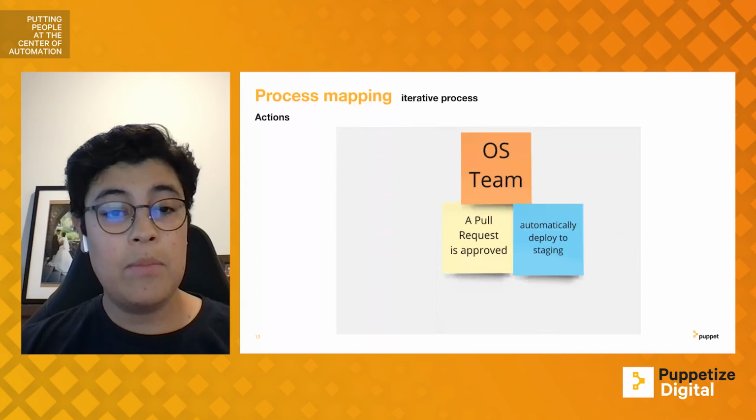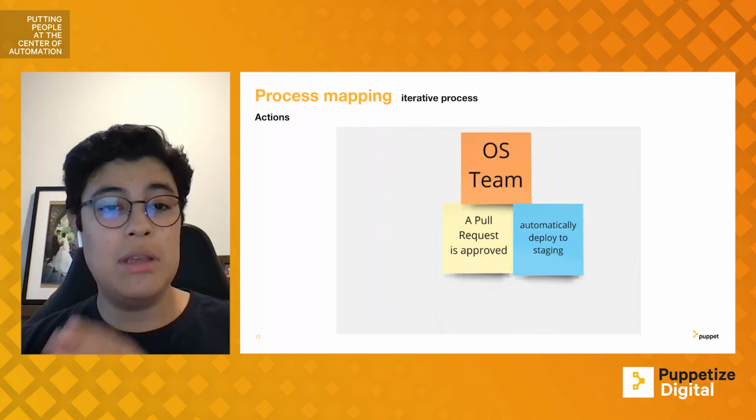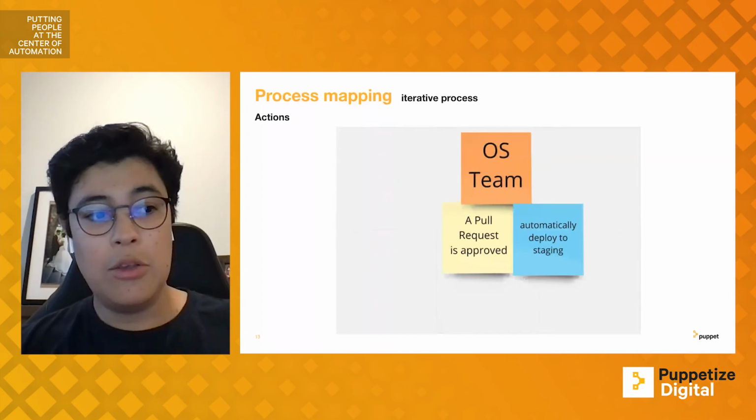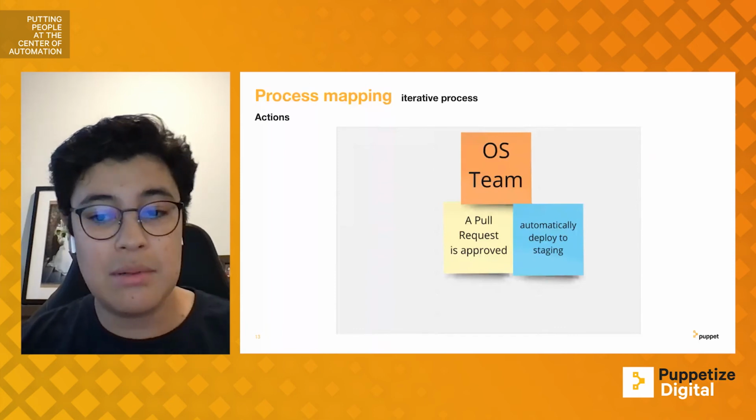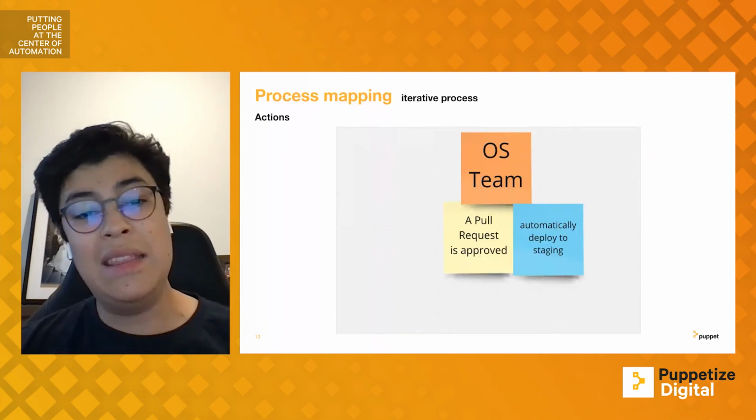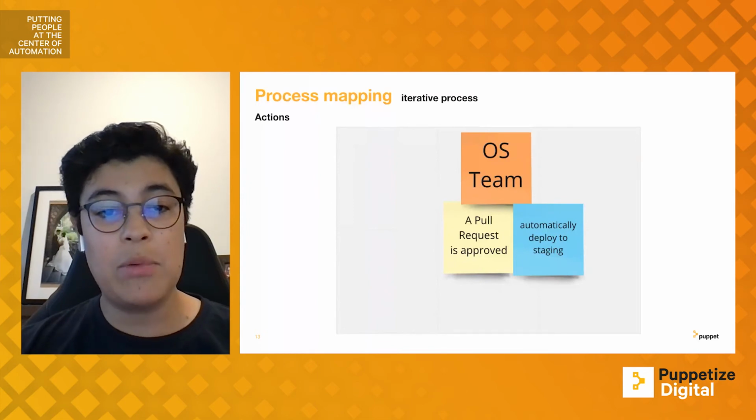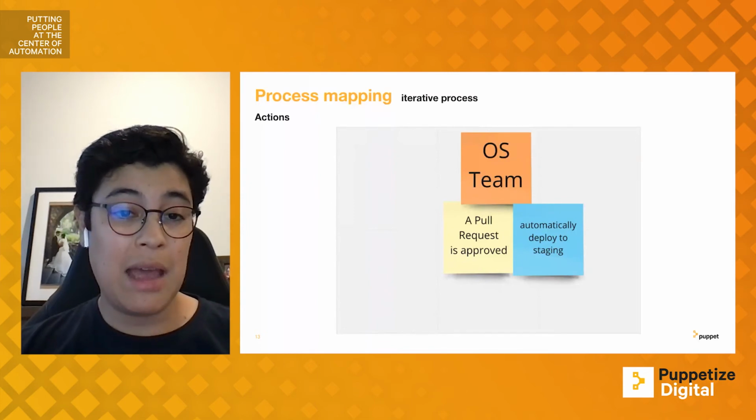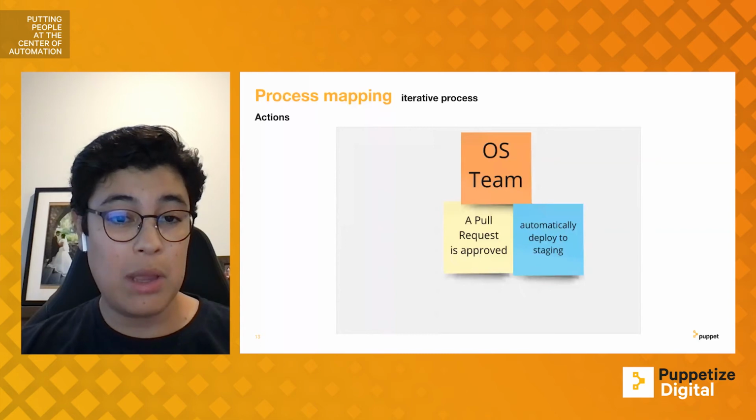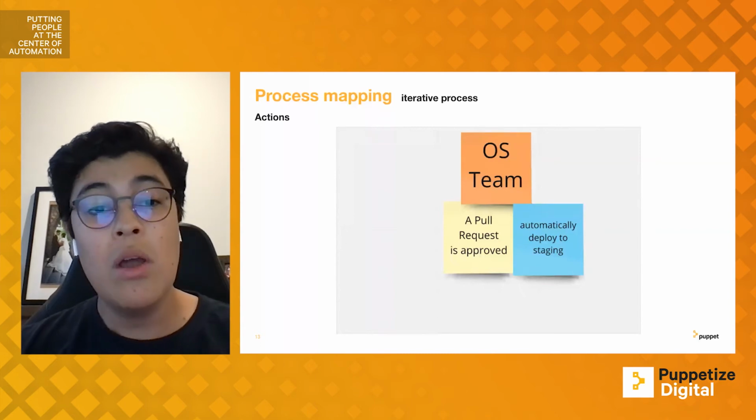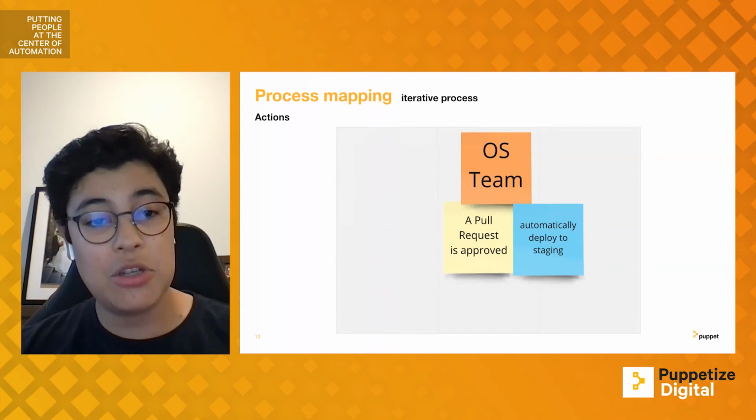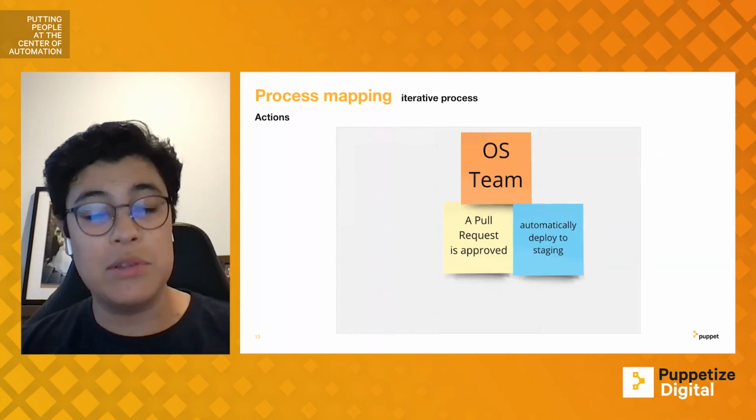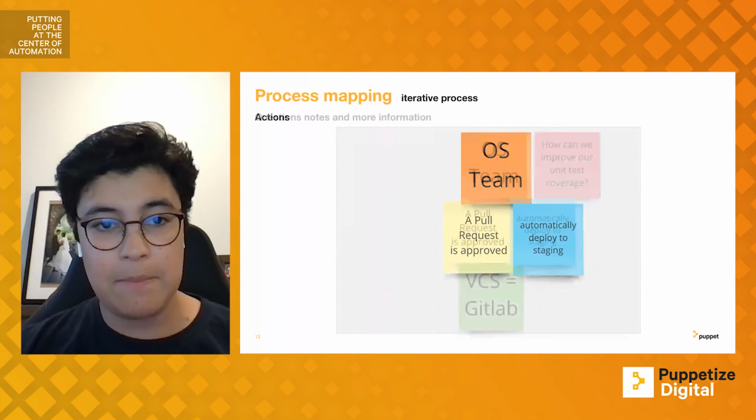I mentioned actions, and usually when an event happens, you have follow-up actions based on that event. So the event triggers actions. In this case, we have a bluish one that represents that the action is an automated action. Here we have automatically deployed to staging. So once the pull request is approved, we will trigger an action that automatically will deploy to staging. And this is owned by the OS team.